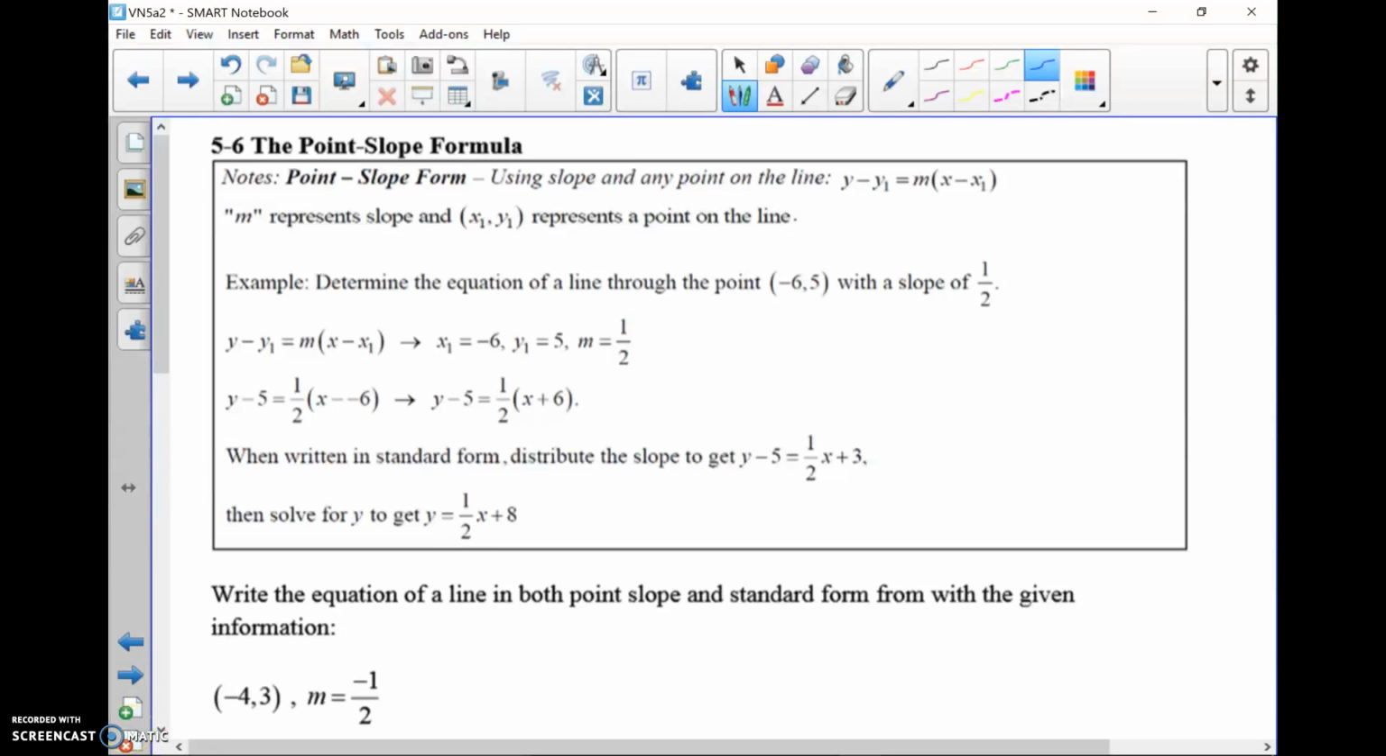Algebra 1, Common Core, Unit 5, Section 6, the point-slope formula. So we're very familiar, hopefully, at this point with y equals mx plus b. And that is the standard form for a linear equation.